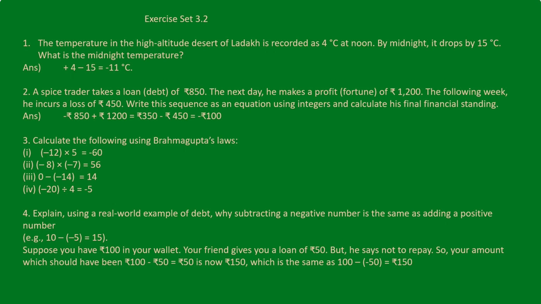Suppose you have 100 rupees in your wallet. Now your friend gives you a loan of 50 but he says not to repay. So when you have 100 rupees and he gives a loan of 50 rupees, that means you have to give out 50 rupees from your pocket. So you should actually have 50, but actually he says not to repay. So the amount gets added and becomes 150.